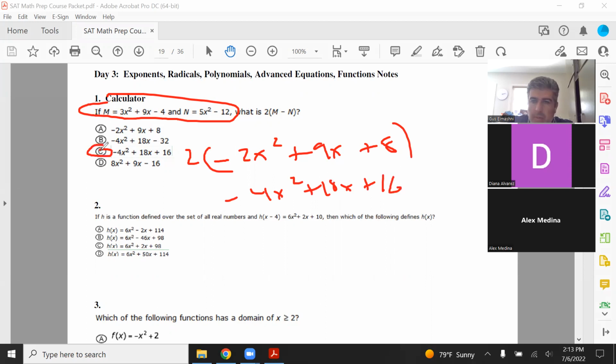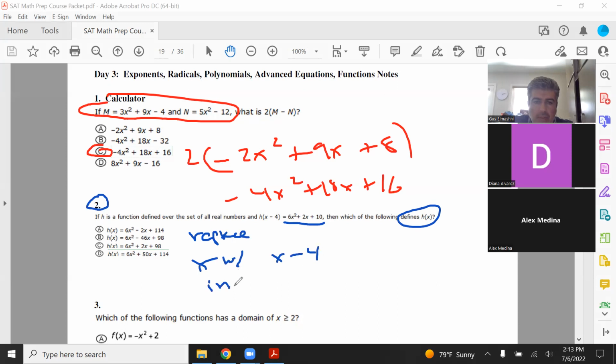So hopefully that doesn't seem too bad. That seems pretty straightforward. Number 2 is going to be a little more challenging though. For number 2, you have h of x minus 4 equaling this expression, and you want to know what h of x must equal. So what you could do is replace x with x minus 4 into each choice, and then see which one gets you that.